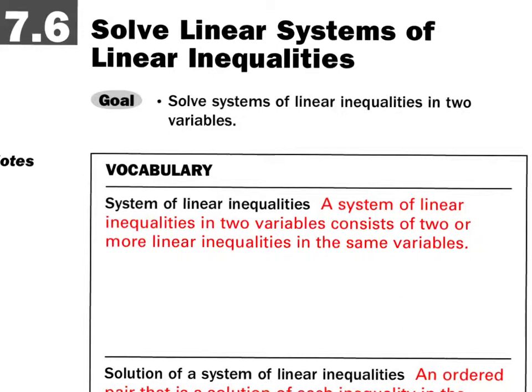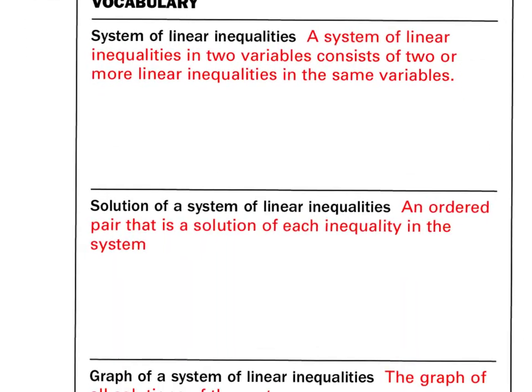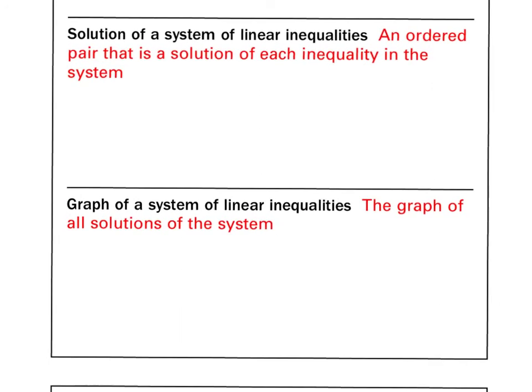A system of linear inequalities in two variables consists of two or more linear inequalities in the same variables. The solution of a system of linear inequalities is an ordered pair that is a solution of each inequality in the system. For inequalities, there may be many ordered pairs that could be a solution to the inequality. It has to do with what lies in the shaded area. And finally, the graph of a system of linear inequalities is the graph of all solutions in the system, showing where the two shadings overlap.